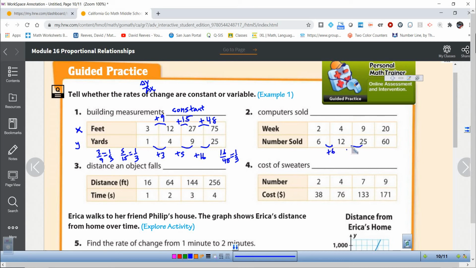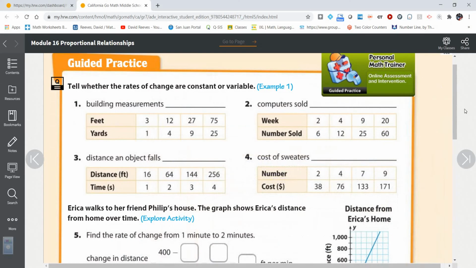So this is plus 6. This is plus what? 13. This is plus 2. This is plus 5. So if we did, again, this is our x and this is our y. If we do change in y over change in x, the first one is 6 over 2, which is 3. The next one is 13 over 5, which is not 3. So this one would be variable. And if we were to plot these points, they would not make a straight line.